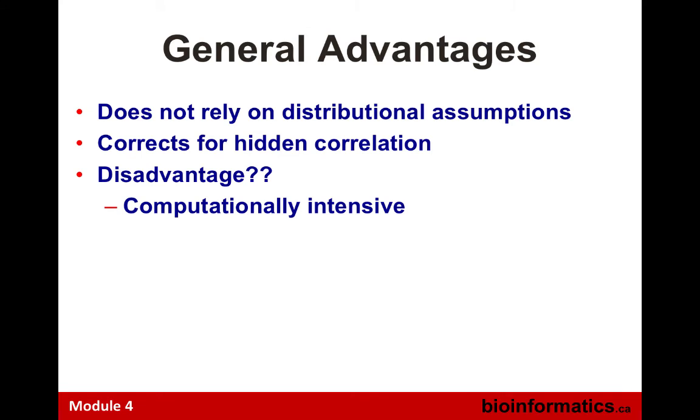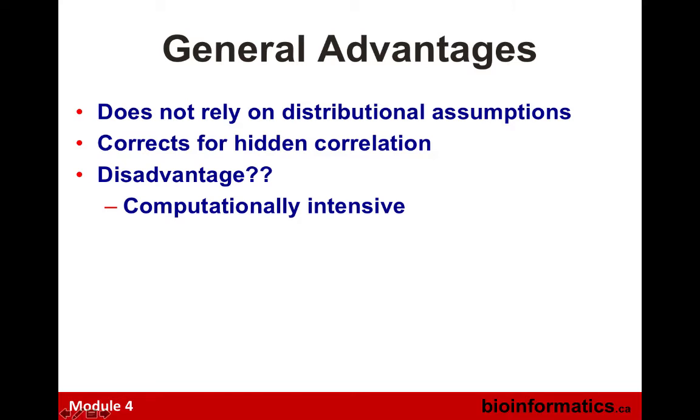So the general advantage is that it does not rely on any distribution assumptions, so it doesn't necessarily need to be normal, and it corrects for hidden correlation, because a lot of times your data have certain hidden structures we don't know, and it's very complex. If you're doing a permutation within the same data, and the structure is still kept, so randomization will also address that. So it seems quite robust.